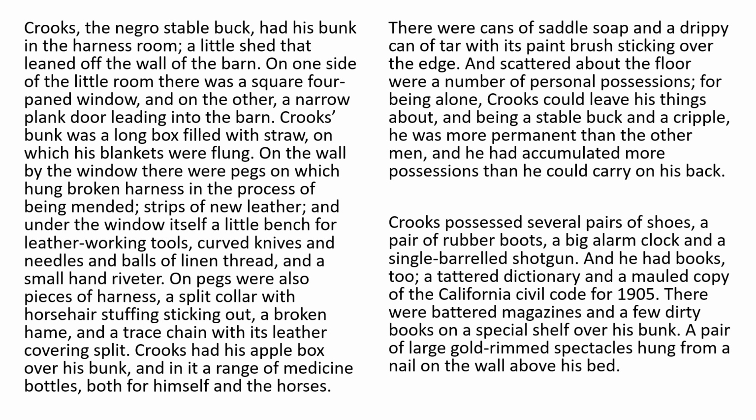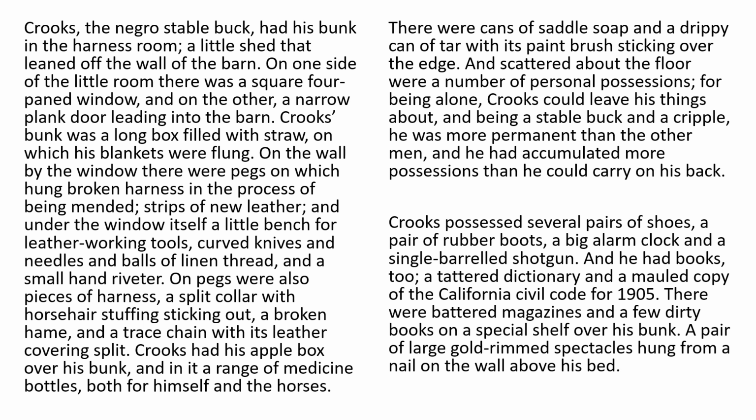On pegs were also pieces of harness, a split collar with horsehair stuffing sticking out, a broken hame, and a trace chain with its leather covering split. Crooks had his apple box over his bunk, and in it a range of medicine bottles both for himself and the horses. There were cans of saddle soap and a drippy can of tar with its paintbrush sticking over the edge. And scattered about the floor were a number of personal possessions. For being alone, Crooks could leave his things about, and being a stable book and a cripple, he was more permanent than the other men, and he had accumulated more possessions than he could carry on his back.